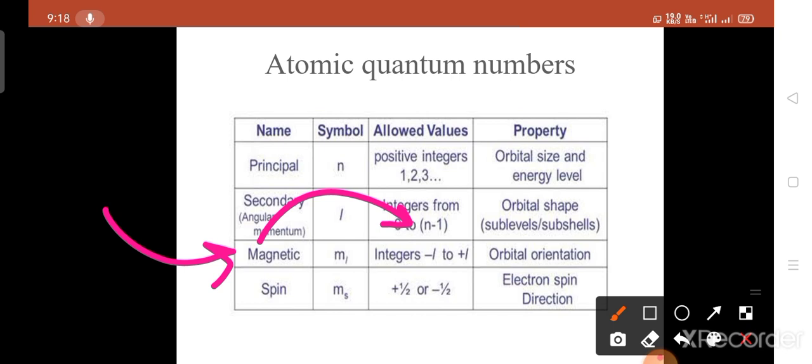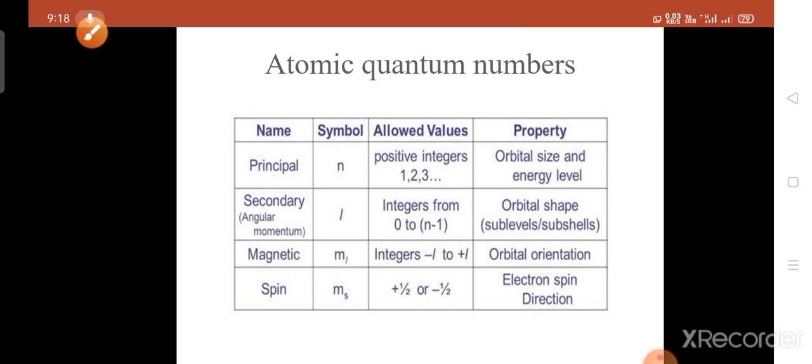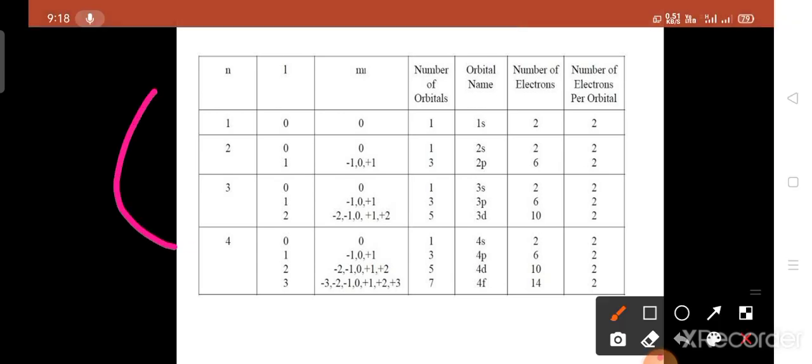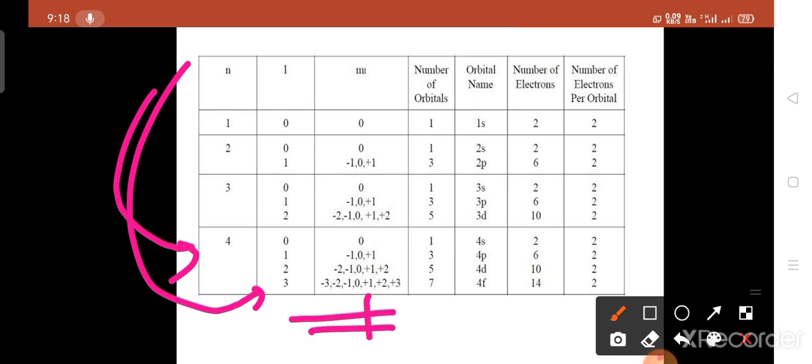Therefore, it indirectly depends on the value of n, because the value of L depends on the value of n. For example, if n is equal to 4 and L is equal to 3 in the atom, the possible values of the ml quantum number are minus 3, minus 2, minus 1, 0, plus 1, plus 2 and plus 3.